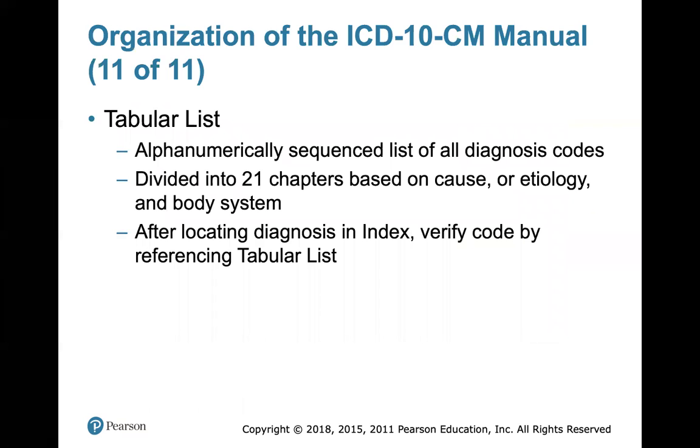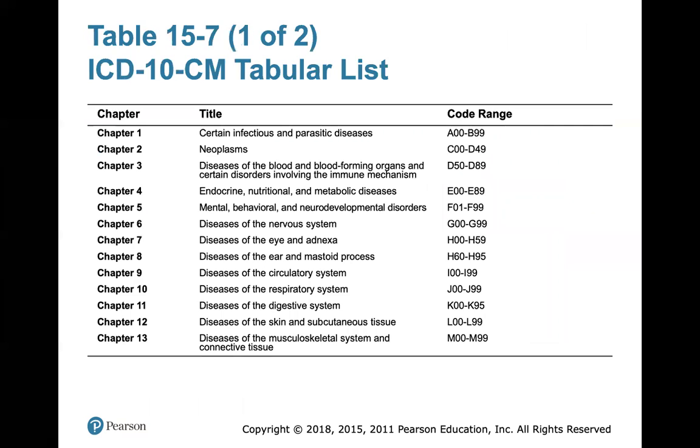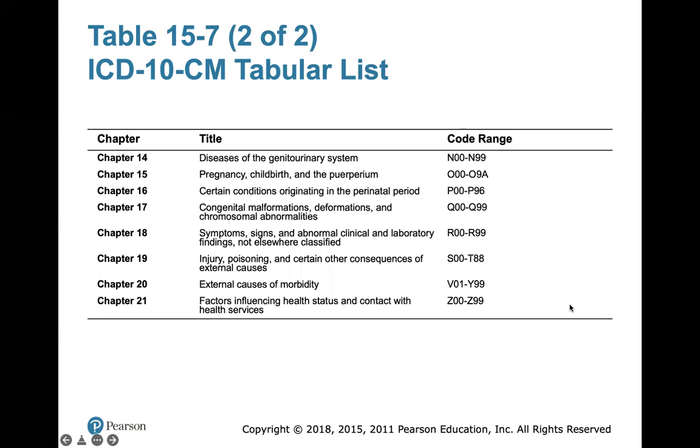Okay, tabular list. Alphanumerically sequenced list of all diagnosis codes divided into 21 chapters based on cause or etiology and body system. After locating diagnosis in the index, verify the code by referencing the tabular list. So this is the tabular list. So chapter 1 is certain infectious and parasitic diseases. The codes are A00 to B99.